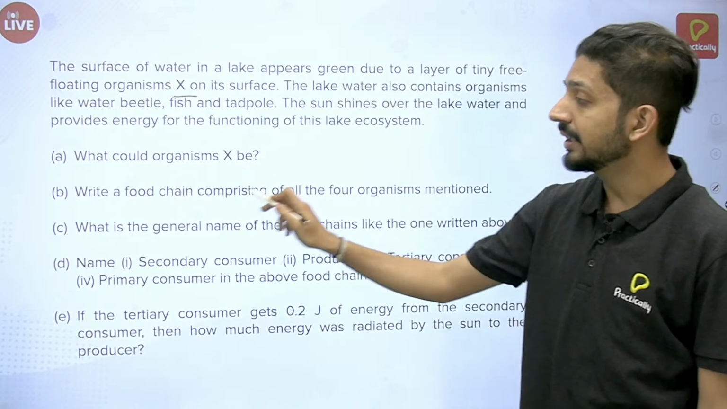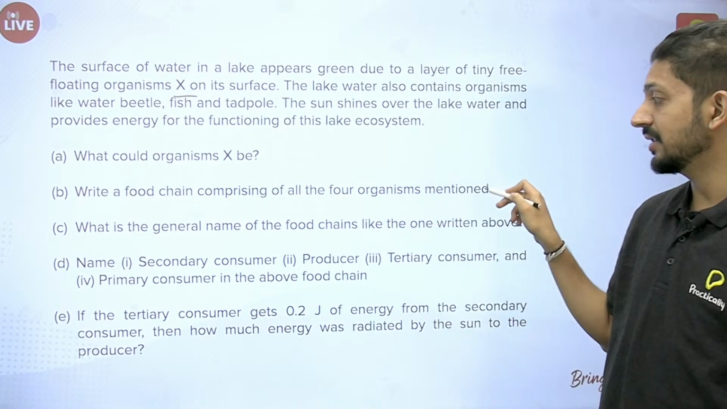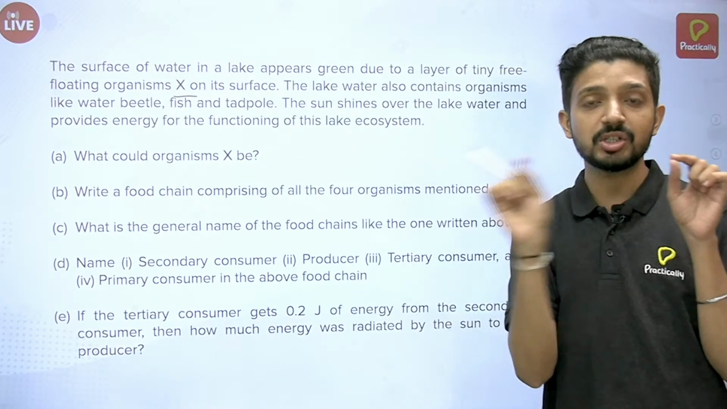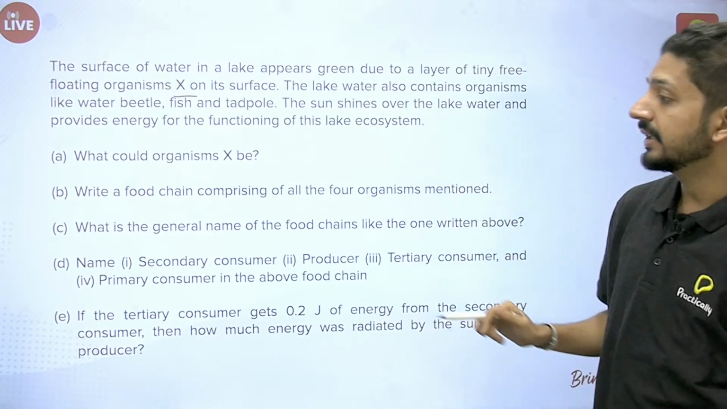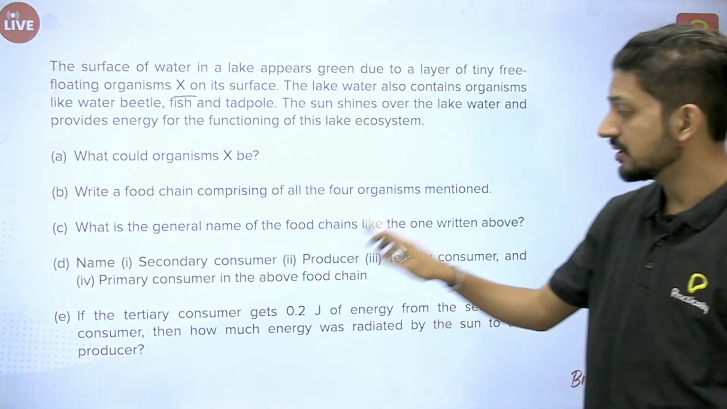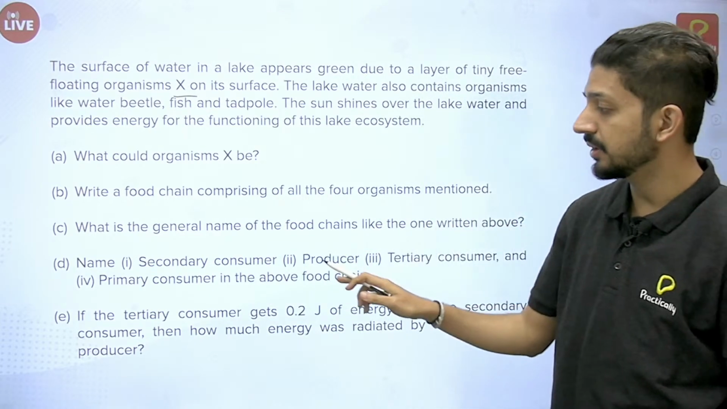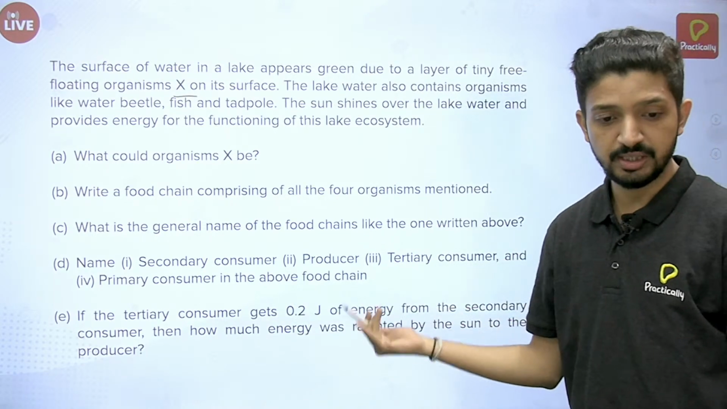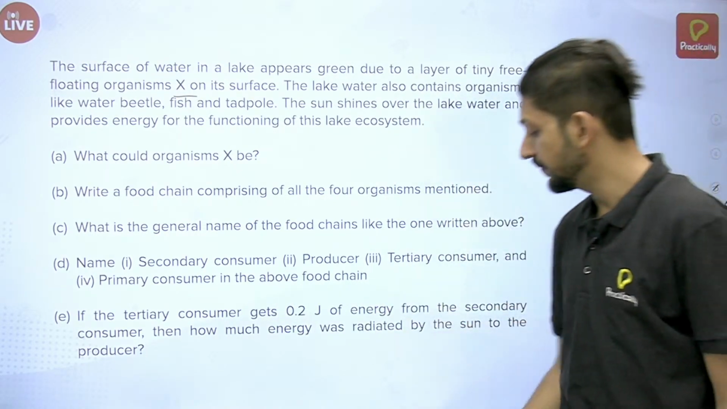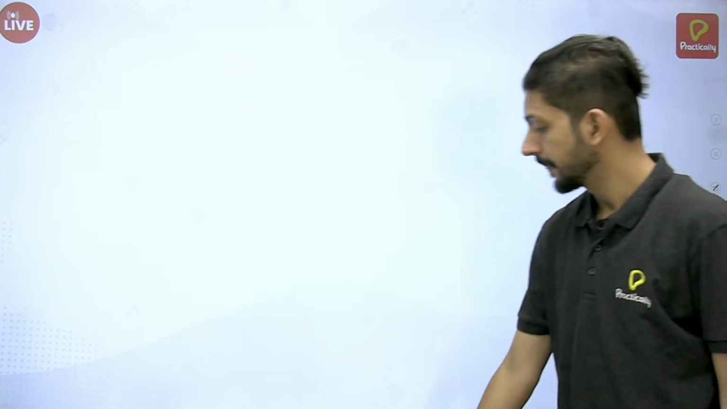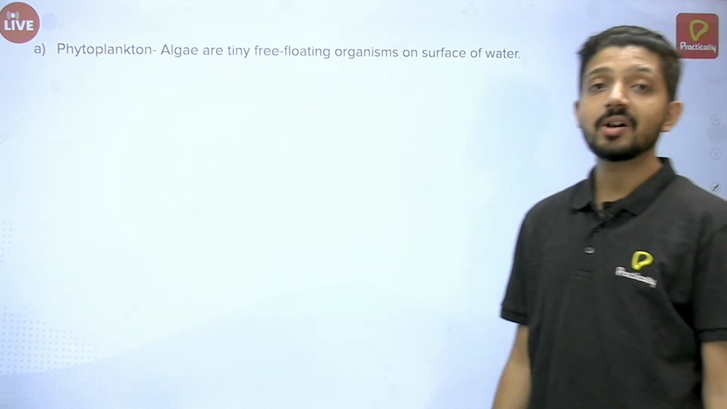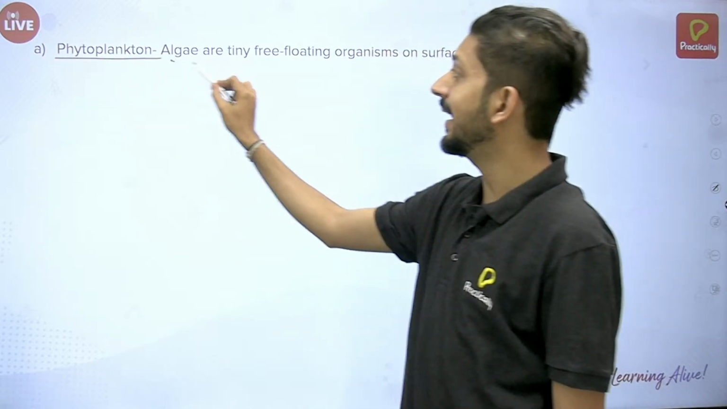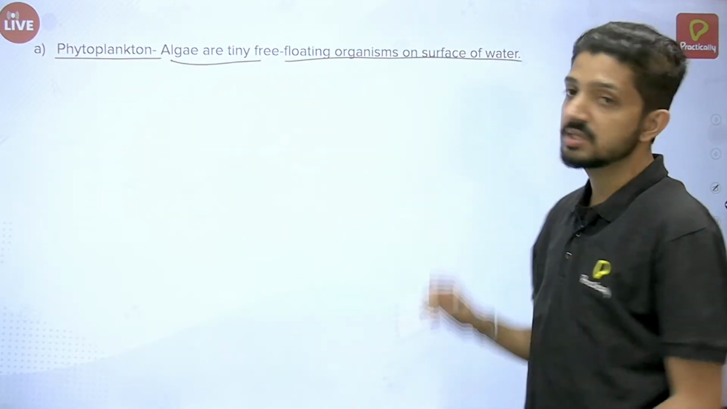B. Write a food chain comprising all 4 organisms mentioned. There are 4 organisms mentioned, and we have to give the food chain connecting them. C. Name the secondary consumer, producer, tertiary consumer, and primary consumer in the above food chain. At the end there is a numerical. We'll read the question later. Let's try to answer the first part of the question. The organism X which they have mentioned will be phytoplankton. That is basically algae, free floating organisms on the surface of water.